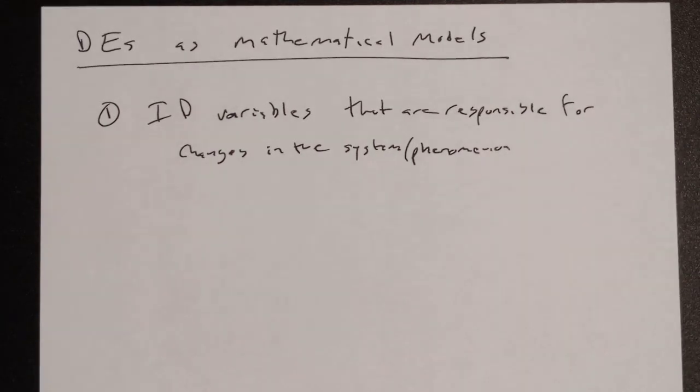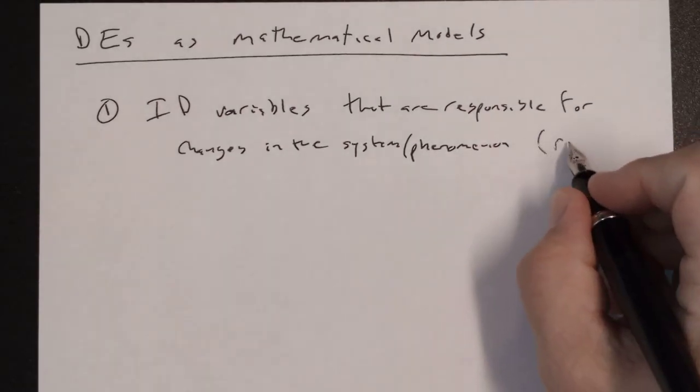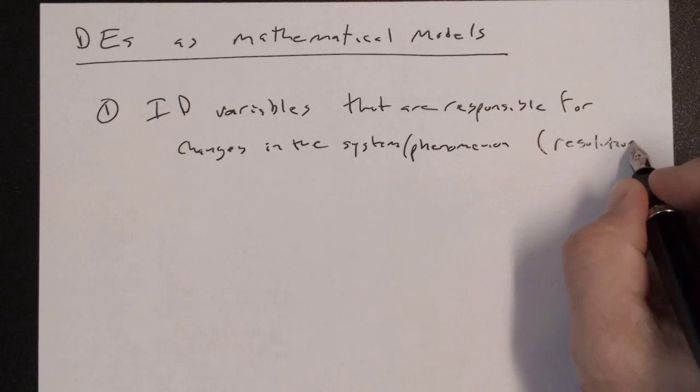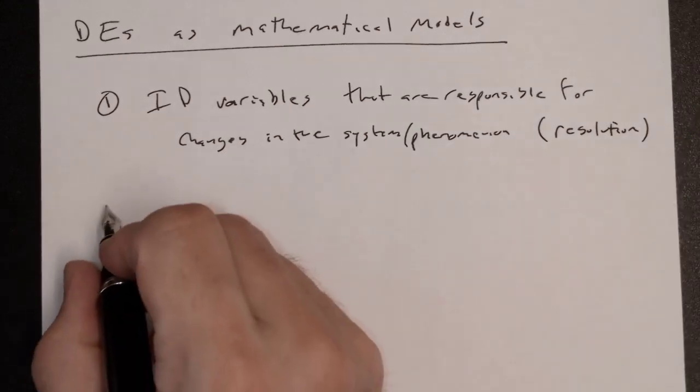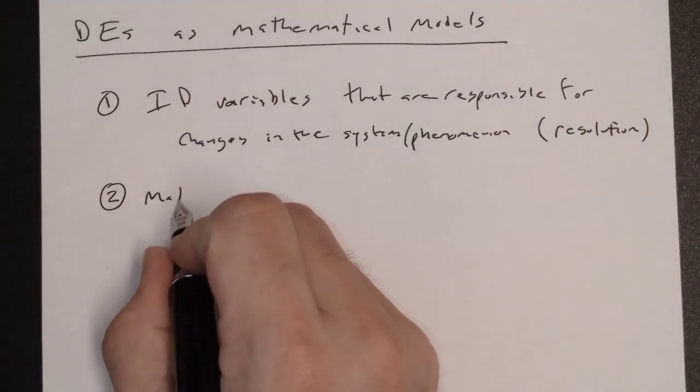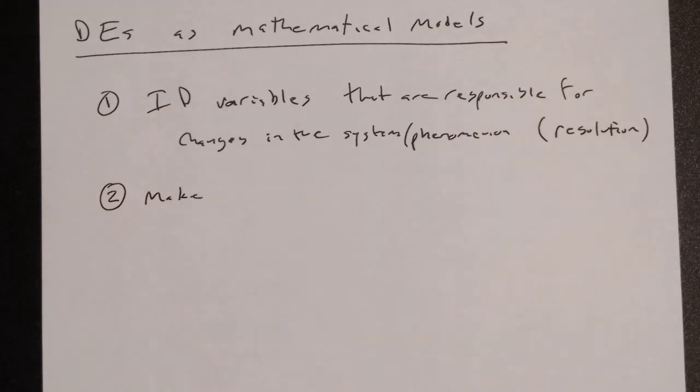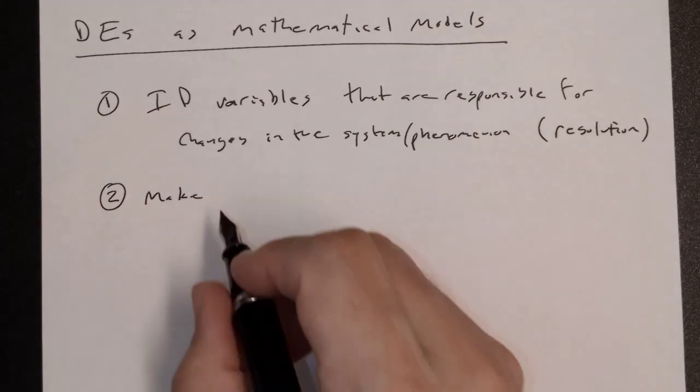Now, this is sometimes referred to as the resolution. Identify the variables. Tell me what the variables are that we need to know about. This is called the resolution, i.e., more variables, higher resolution, fewer variables, lower resolution. And then we figure out what's a reasonable assumption about how those things behave.